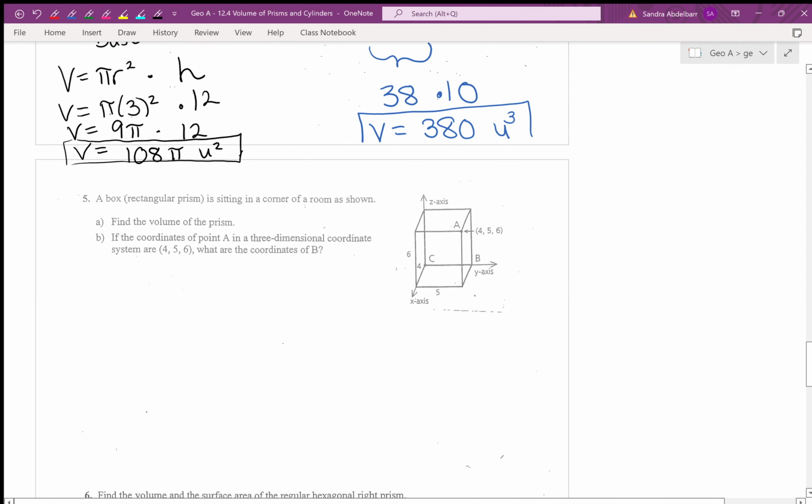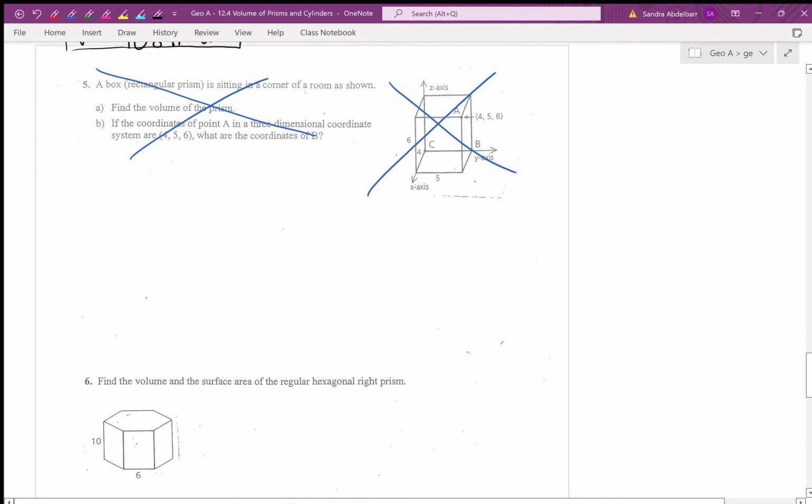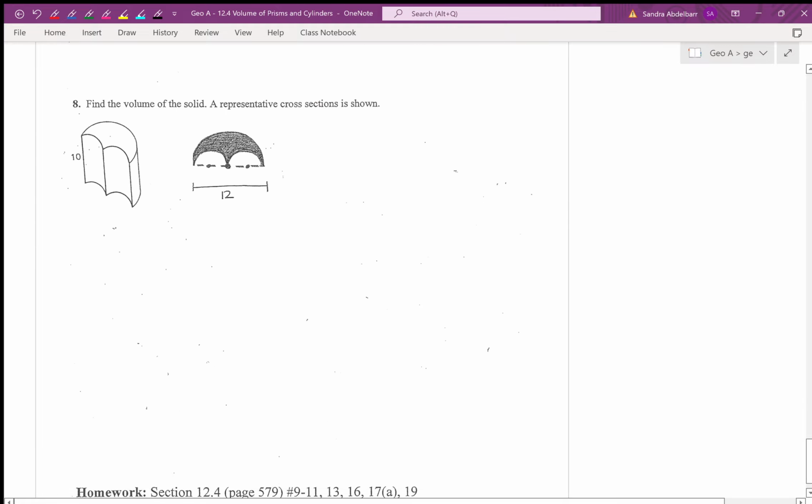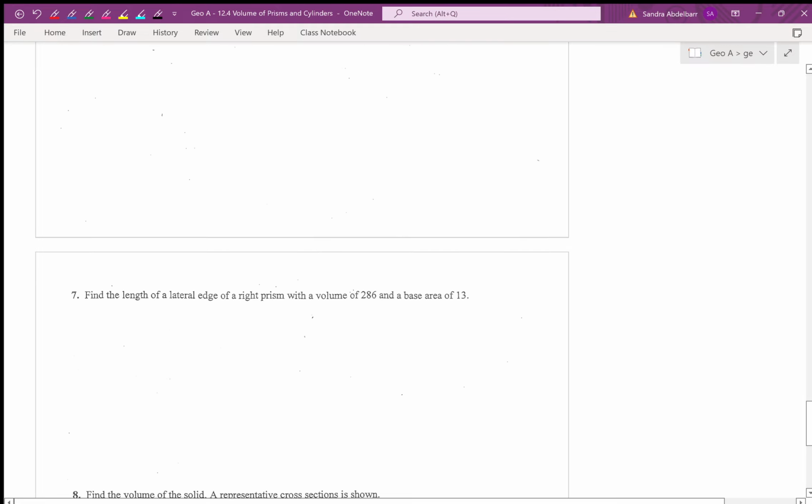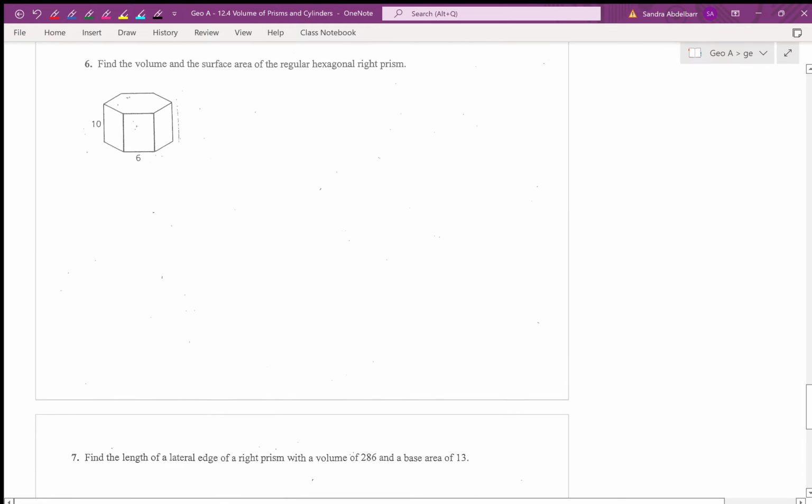We're crossing out number 8. We do not need to know about any of those plotting coordinates. All right, so now we have a few more, and then we will be done. I'm also going to take off some of your homework. Trying to keep it simple for you guys.